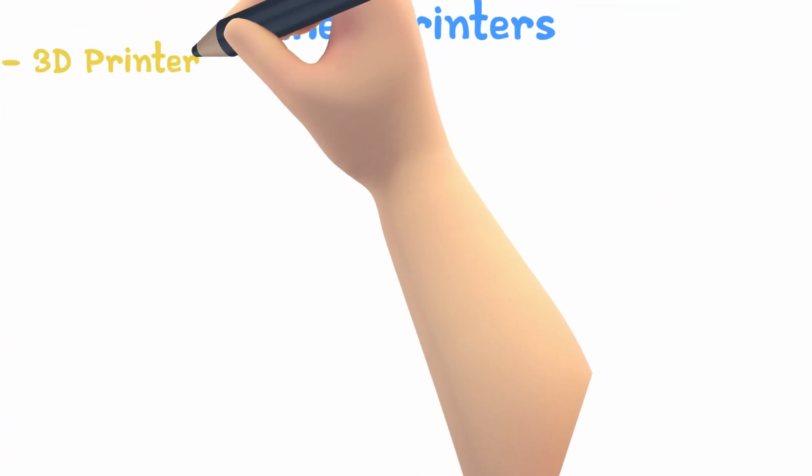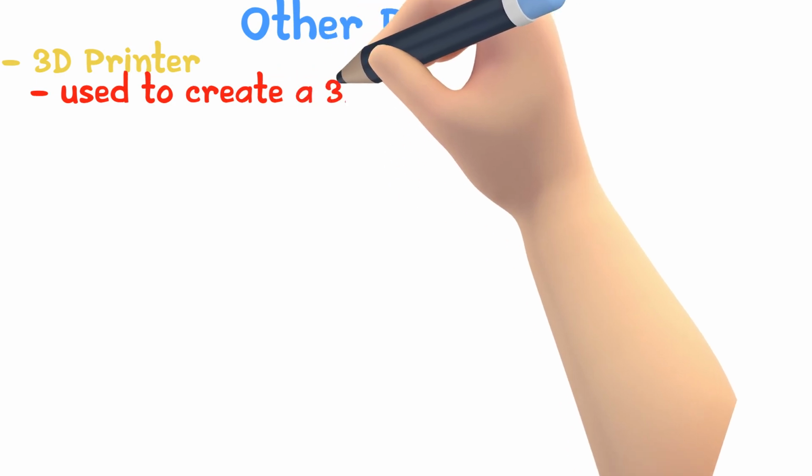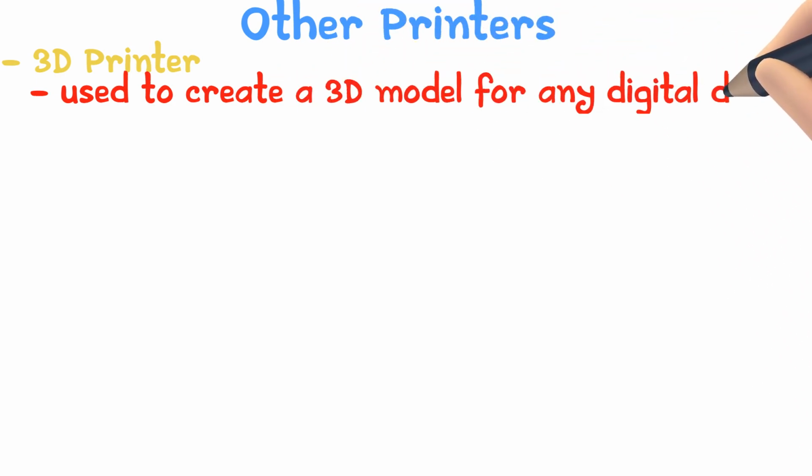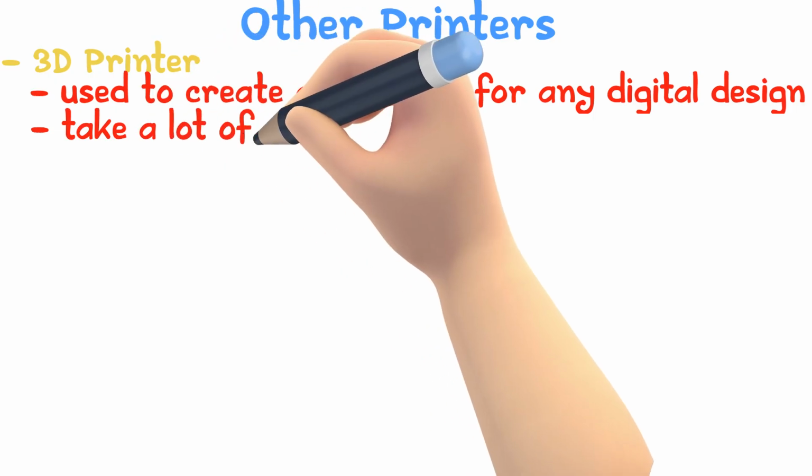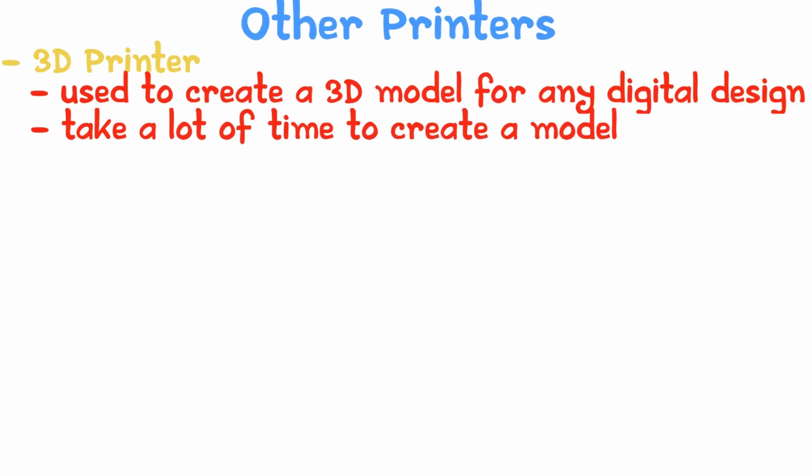3D printer. A three-dimensional printer is used to create a model for any digital design. It works by adding layers of heat and material from bottom to top, making it take a lot of time to create a model.